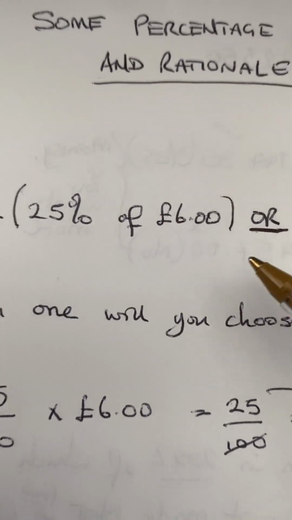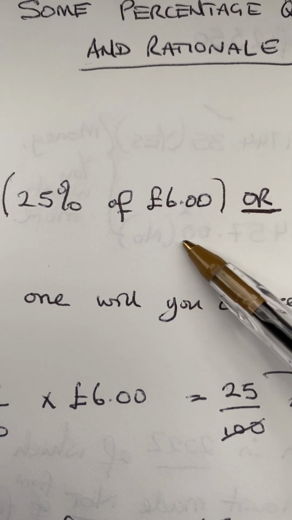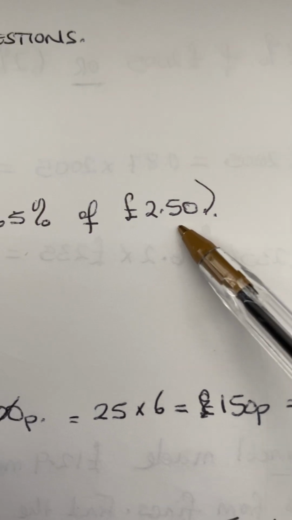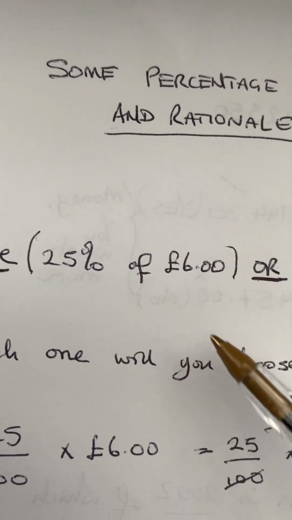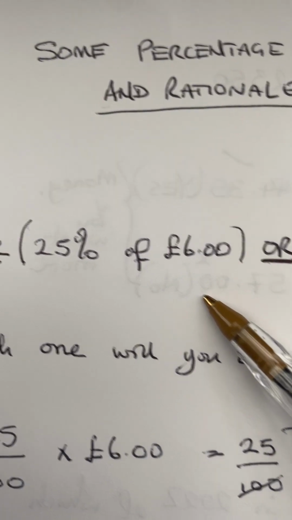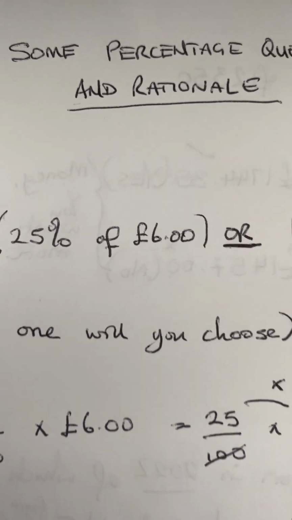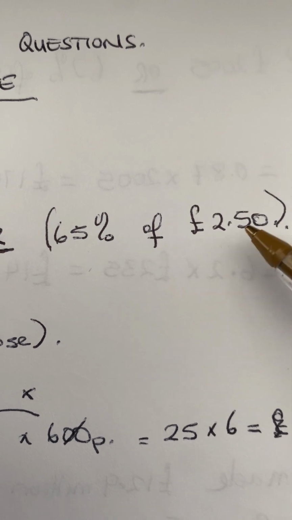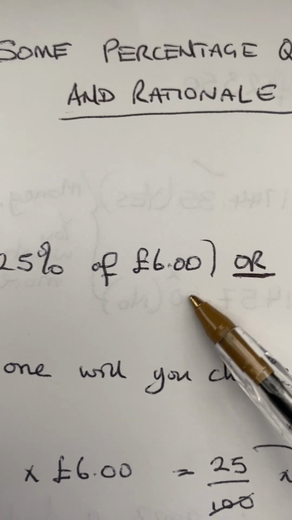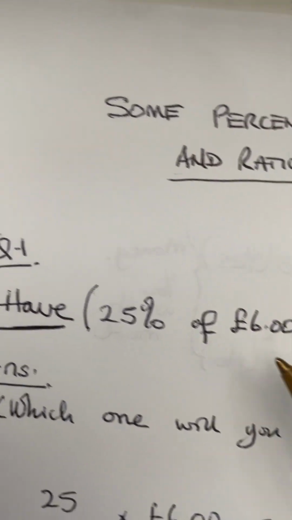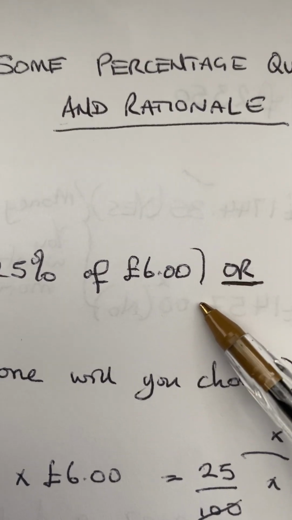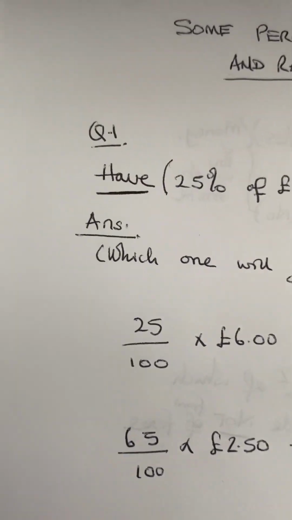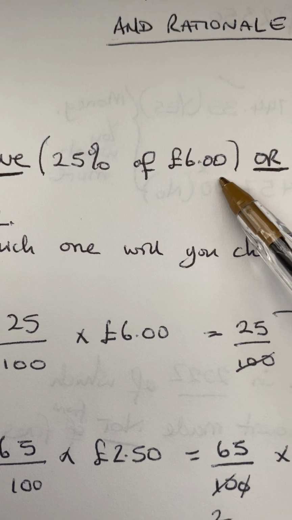Now, if you are not good at percentages, they didn't tell you the actual amount. So you might say, oh, £6 is bigger than £2.50, so I'd rather have 25% of £6. But if you can do the calculations, then you can choose the one with a bigger value, because it's money. The fact that it is £6 and £2.50 doesn't mean that 25% of £6 is larger than 65% of £2.50. So now let's look at what is actually 25% of £6.